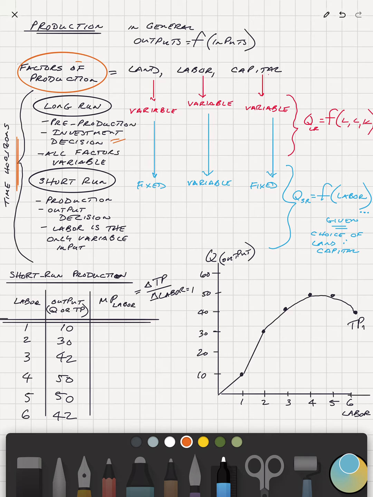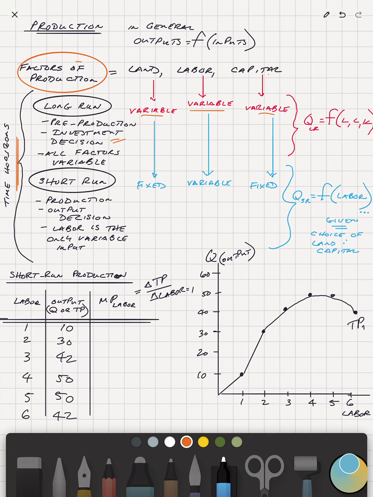As we go back in the long run, therefore, all of your factors of production or your inputs are variable. Your long run production function would say this: Q, or output in the long run, depends on your land, labor, and capital. Everything's up for grabs, so it's included in my general functional form.